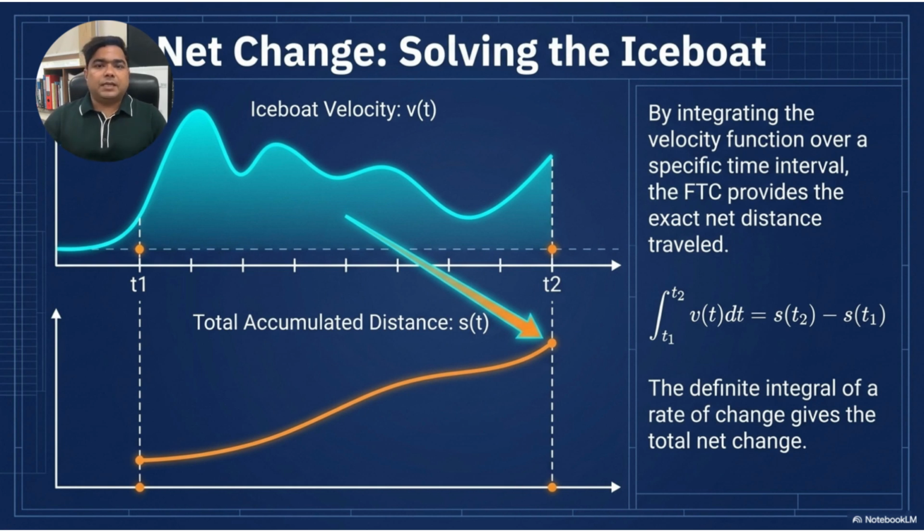In spoken form, the expression on the slide says the integral from t1 to t2 of v of t with respect to t is equal to s of t2 minus s of t1. This means accumulated velocity over time gives the change in position from the starting time to the ending time. Here, v of t means velocity at time t. The function s of t represents position or accumulated distance. So if we integrate velocity from time t1 to time t2, we find how much the position changes during that interval. The key sentence is the definite integral of a rate of change gives the total net change.